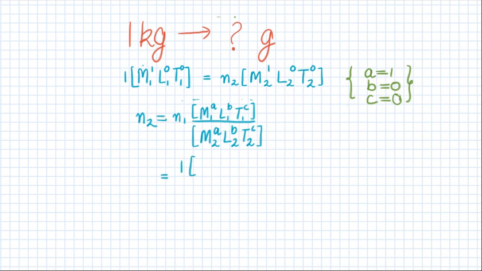Fine. Now substitute this one. M to the power A. A is how much? 1. So write down M to the power 1. Similarly, L1 to the power B. B is how much? 0. So L1 to the power 0.